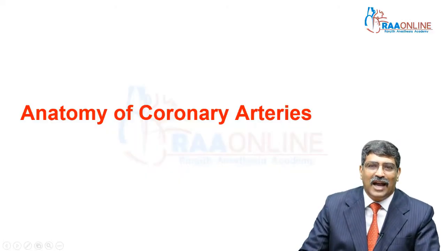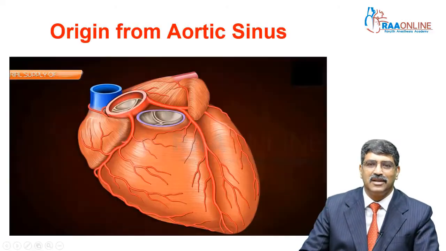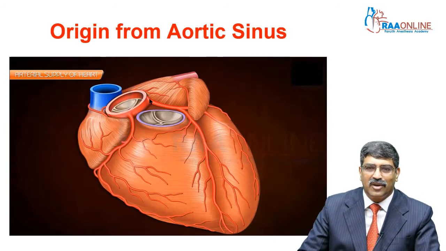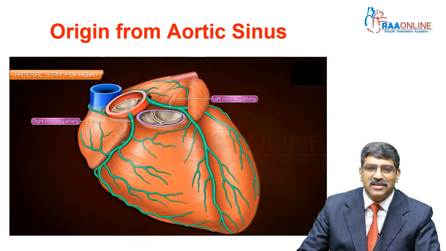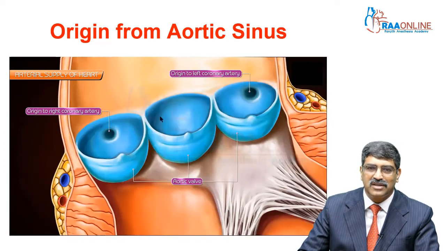Now let us move to the anatomy of the coronary arteries. There are two coronary arteries: one is the left coronary artery and the other is the right coronary artery. The left coronary artery arises from the ascending aorta across the aortic sinus. This is the left aortic sinus and this is the right aortic sinus. The left comes from the left aortic sinus and the right coronary artery comes from the right aortic sinus.